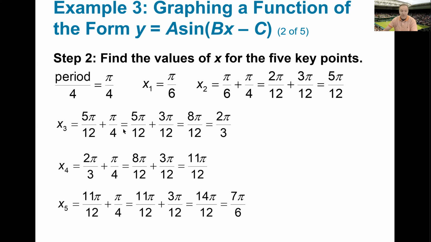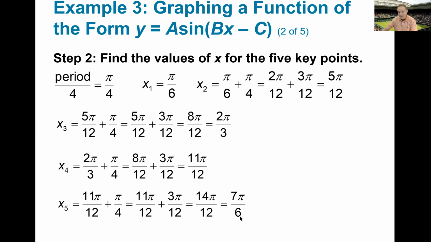To get to my next one, I'd say, well, that's going to be 5 pi over 12 plus pi over 4, which I know is 3 pi over 12. That'd be 8 pi over 12 or 2 pi over 3. I keep on doing this, keep on adding 3 pi over 12. When I add it again, I get 11 pi over 12. When I add it again, I get 14 pi over 12, which reduces down to 7 pi over 6.